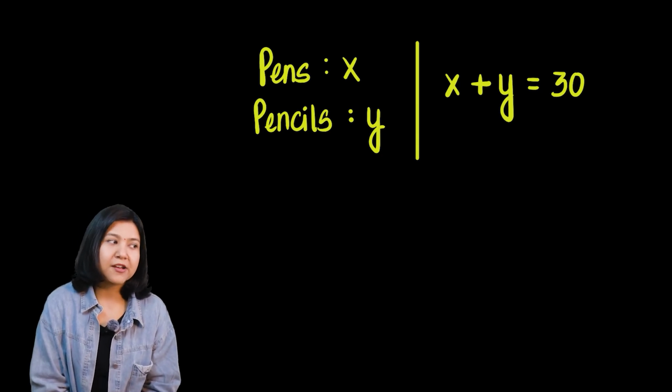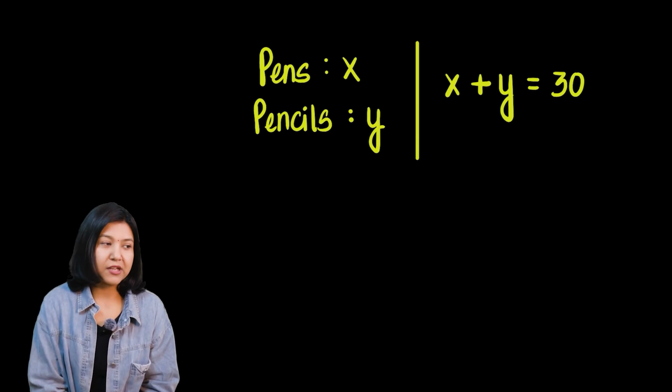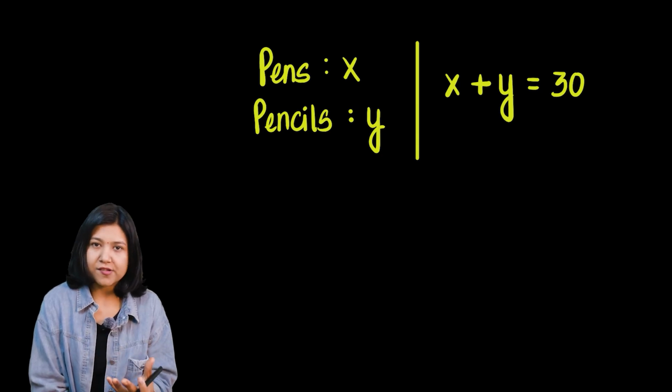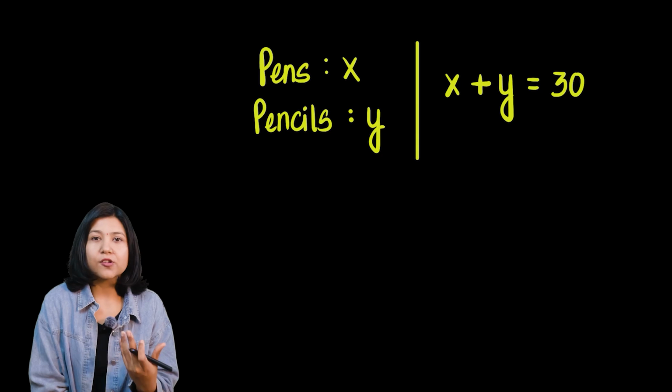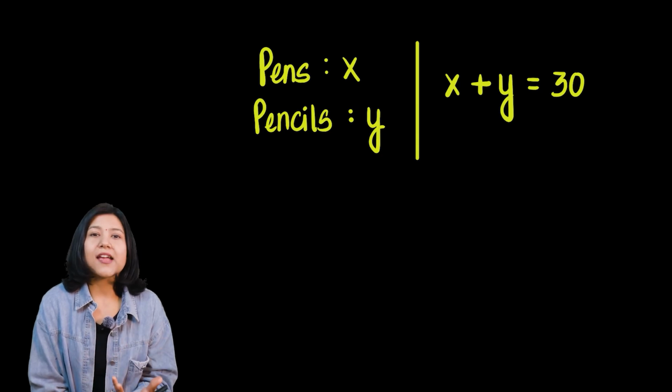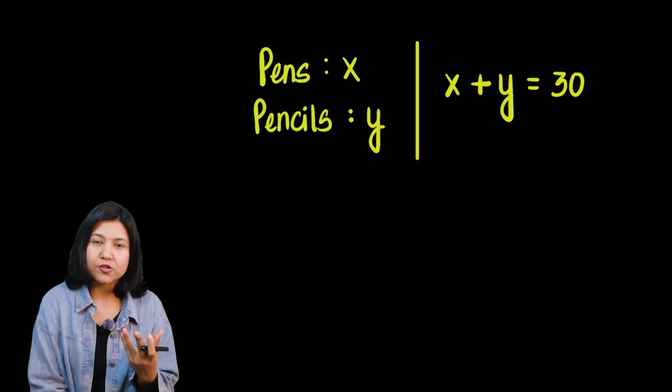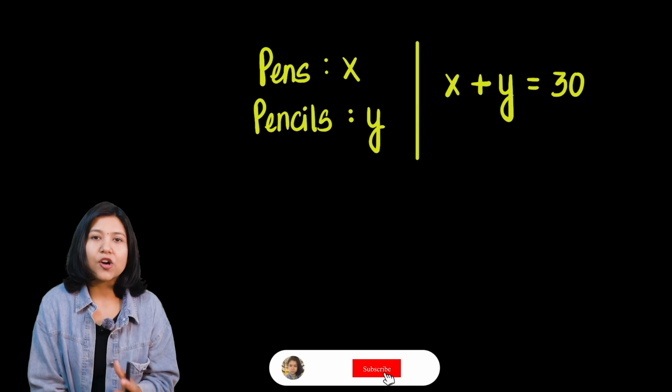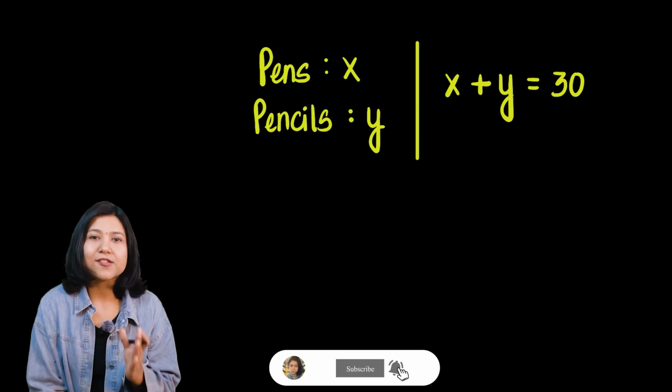You can buy 29 pens and one pencil. Likewise, you can buy 15 pens, 15 pencils. There will be infinitely many answers like this. There will be many options. So when you have two variables, you exactly want two equations to solve together. This is called solving simultaneous equations.